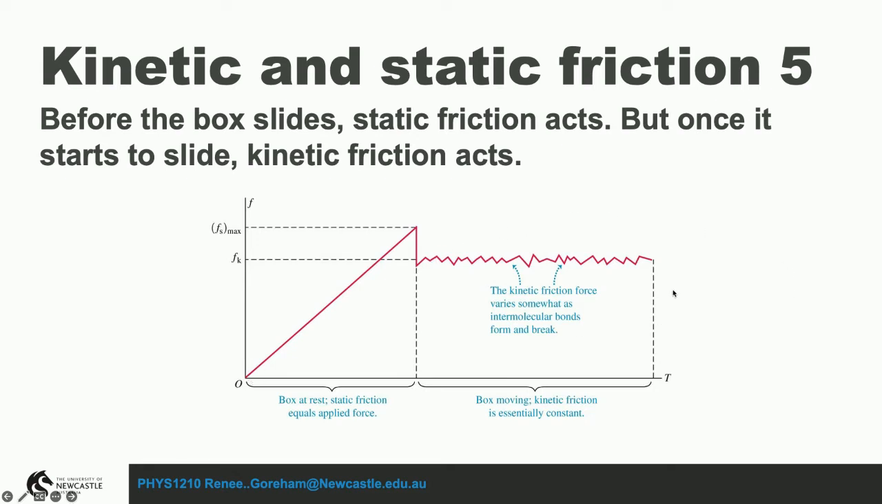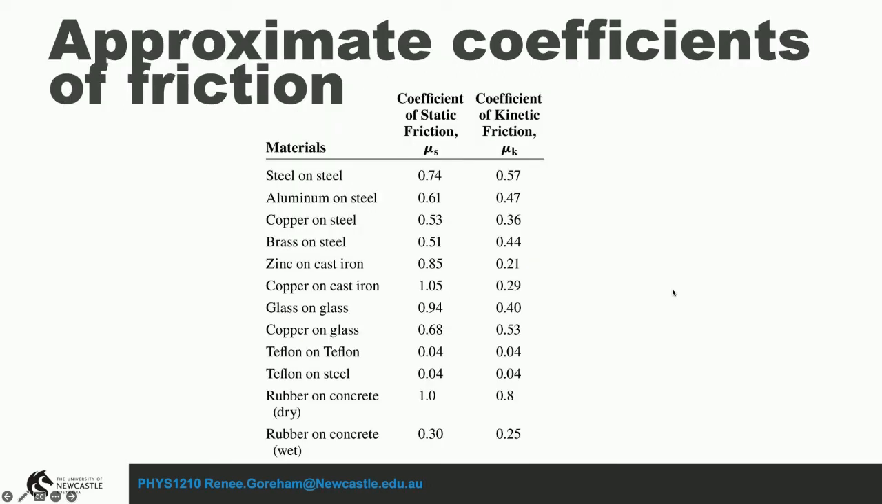When it's in this area, we use the kinetic friction coefficient. So we can have a look at how they vary. We have these two, I'm not going to go through all of them, just the obvious ones. So we have the coefficient of static friction and the coefficient of kinetic friction.